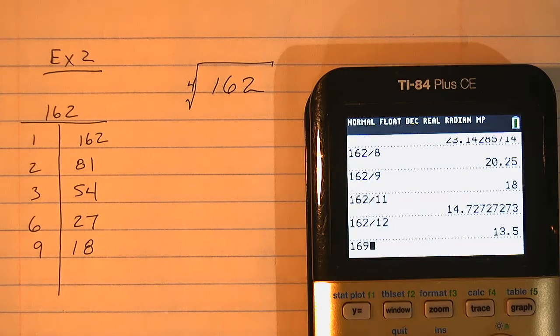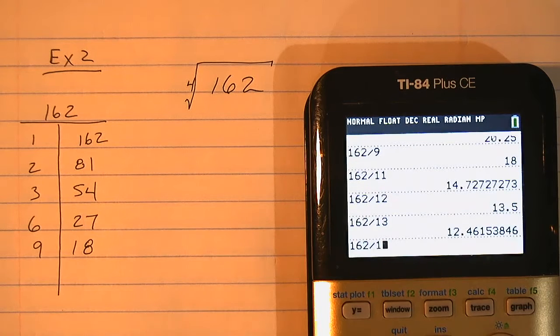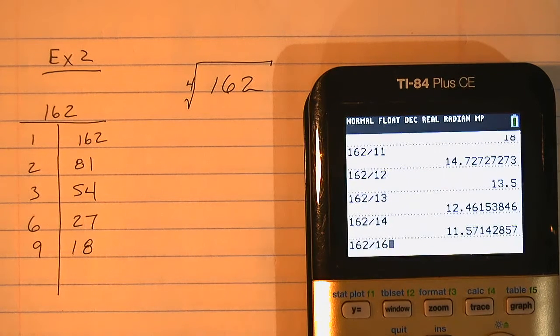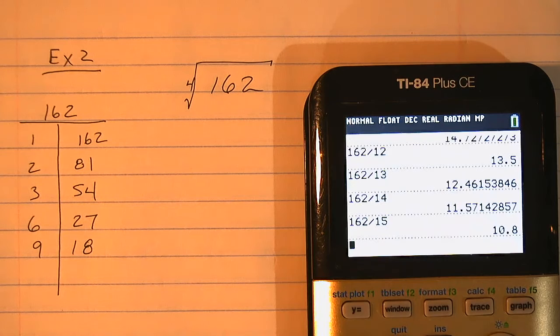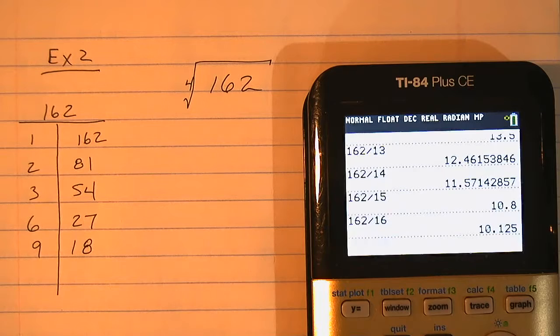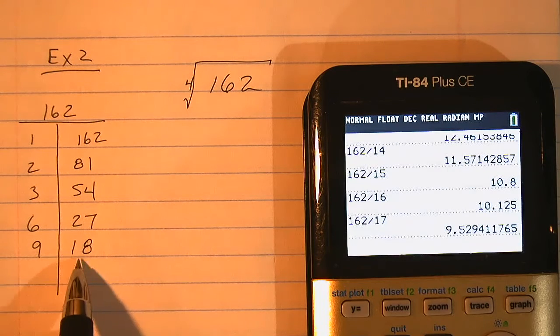I think it is not divisible by 13. No, it's not. 14, it's not. 15, it's not. It can't be 16 because it's not divisible by 4. 17, it's not. And now I'm to 18, so I'm starting to go back up the other side, so I'm done. There's all the factors.